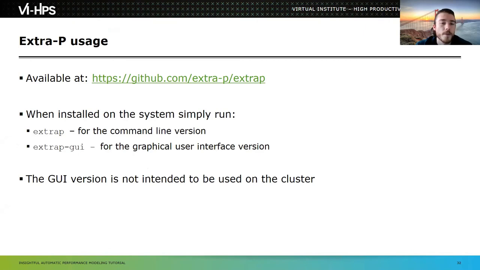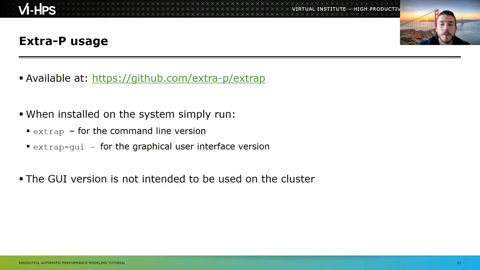So for Extra-P, we have two different versions basically. The first one is just called extrap and the other one is called extrap-gui. So if you install the Python package on your system, you can open a git bash, or just open your terminal and simply type extrap to run the command line version. And for the GUI, you just need to type extrap-gui.